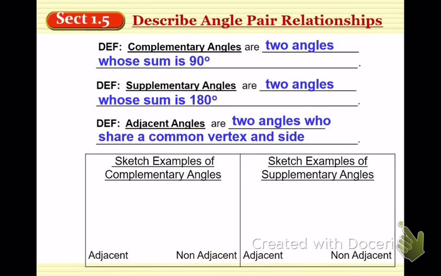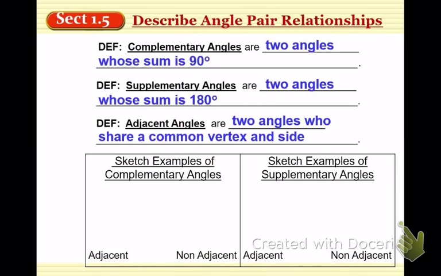Okay, but I'm going to keep moving now. So complementary angles are two angles whose sum is 90 degrees. Supplementary angles are two angles whose sum is 180. Now, complementary, supplementary, 90, 180. How can you remember which one's which, right? Complementary is 90 or 180. Supplementary is 90 or 180.